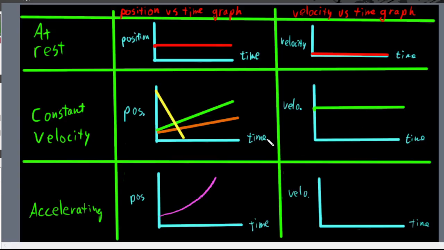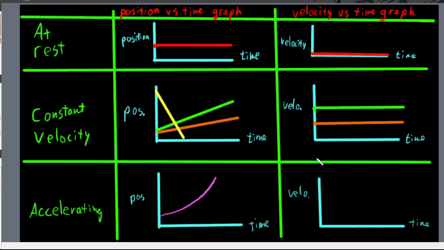Let me ask you this. Where should I graph the orange one? It's going to be in between. Remember, it's slower than the green, but it's still constant. So it'll be something like this. Yeah, that's where it goes. And so the green one has a higher velocity, but it's still constant. The orange one has a lower velocity, but it's still constant.